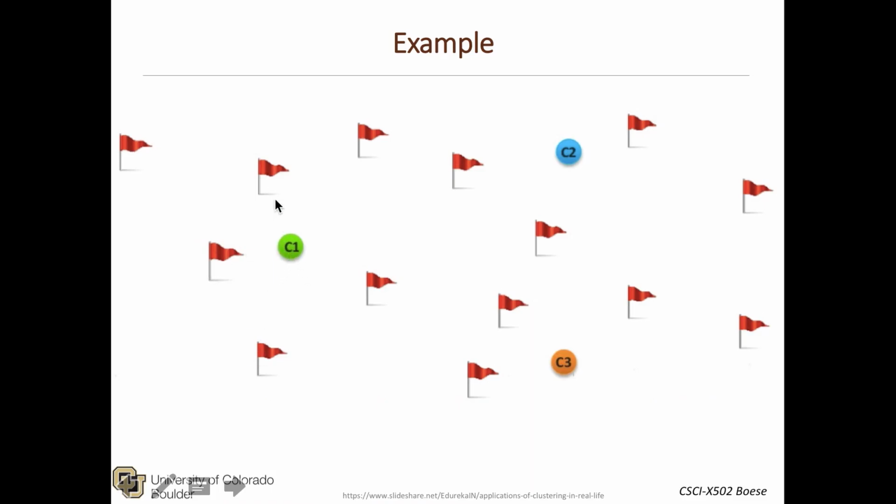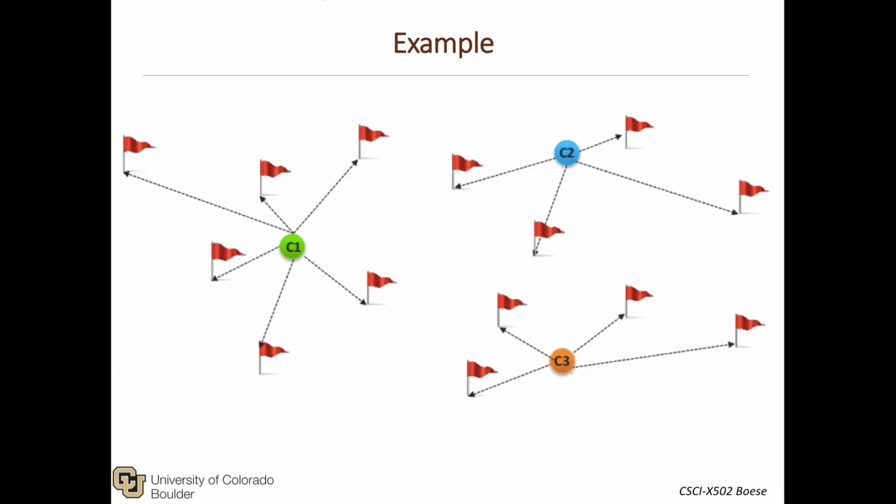Using our distance formulas, like Euclidean, Minkowski, etc., we calculate which cluster each one of these belongs to. So we find the shortest distance for each one, and then we classify those as that particular cluster. Now C1 is all the green flags, C2 is the blue ones, and C3 are the orange ones.